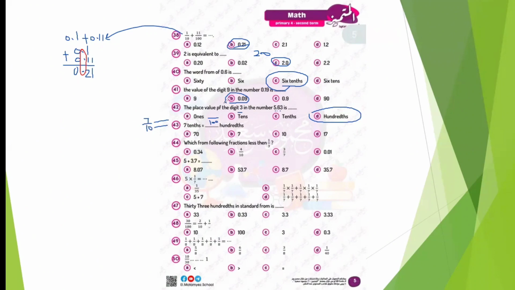Also multiply numerator by 10 to be 70. 70 hundredths. So the missing number is 70.